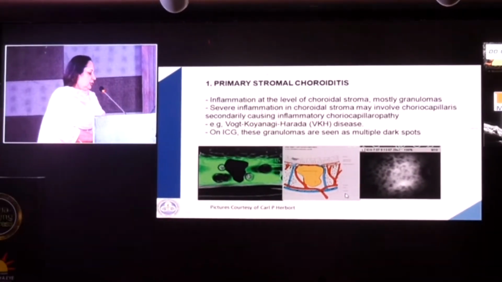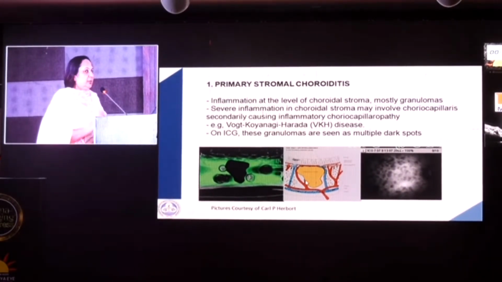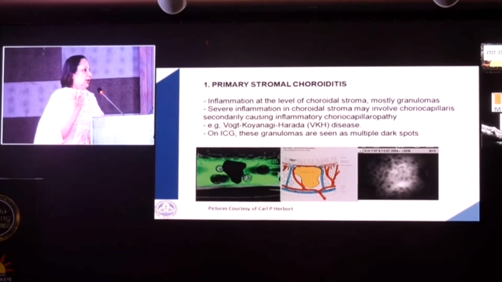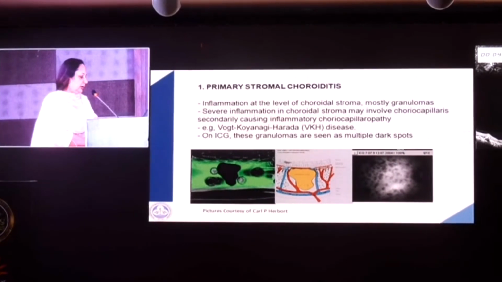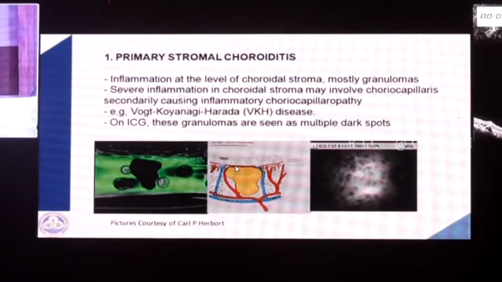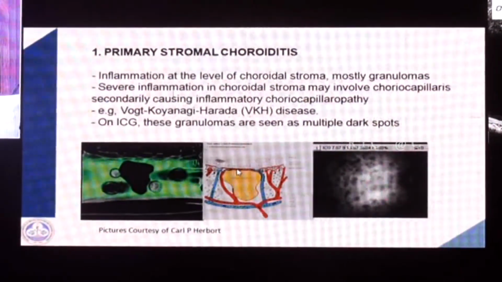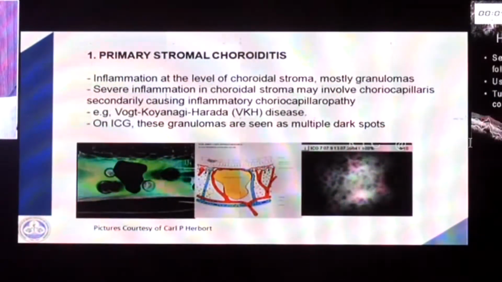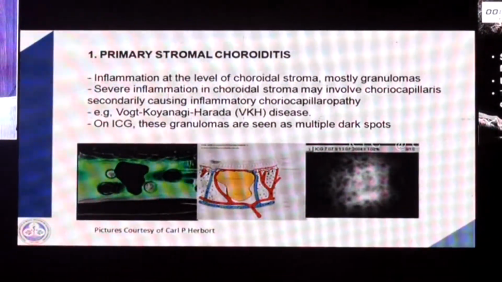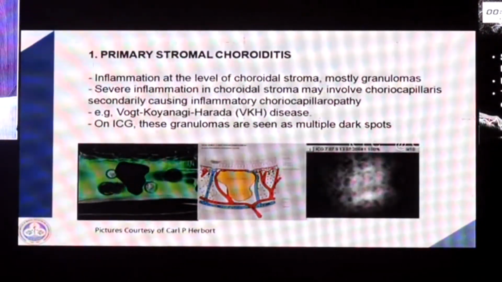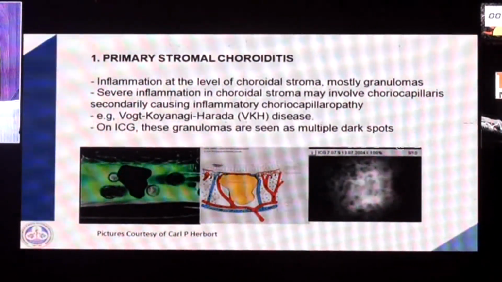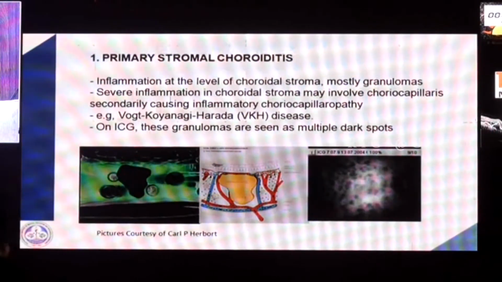Firstly, it could be because there is inflammation in the stroma, like we have in VKH, or sarcoidosis for that matter, and these granulomas that are present in the stroma are compressing on the choriocapillaries, producing something like what you would see as these dark spots on ICG.